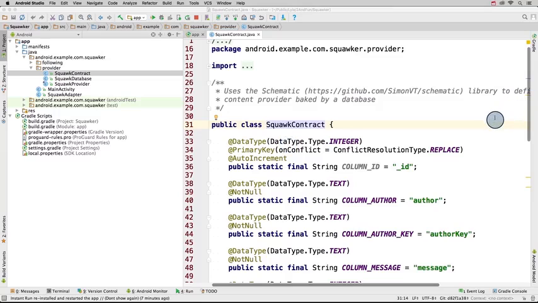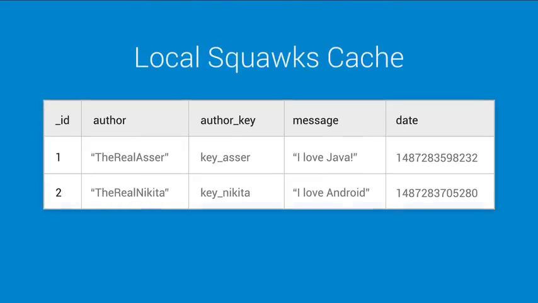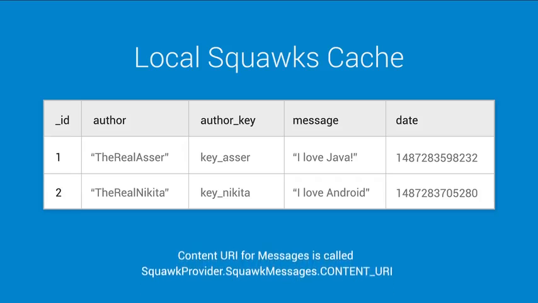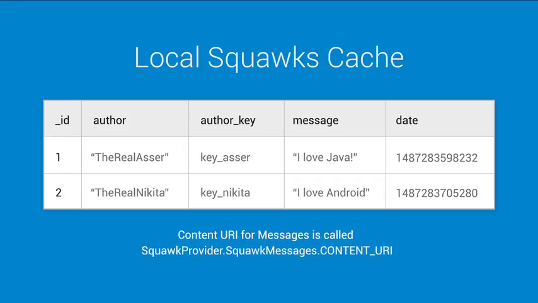Let's talk about what the data looks like in Squawker in general. The content provider stores a local cache of Squawk messages, and they're stored in a database that looks like this. The local database will save an ID, author, author key, the actual Squawk message, and the time it was sent for every Squawk on the phone. There's also a single URI for Squawks, and it's a URI for a list of Squawks. It's saved in the variable content URI.